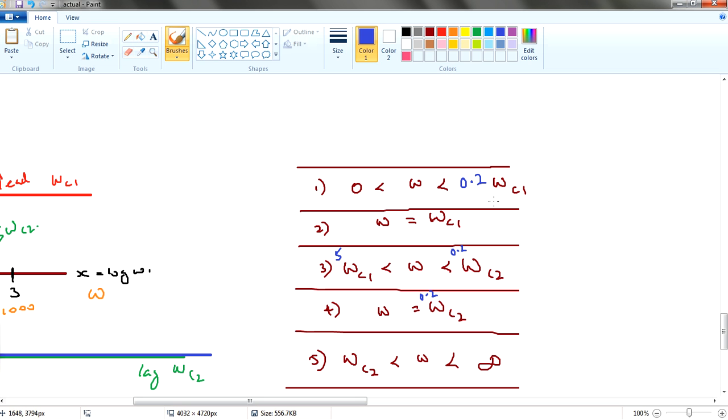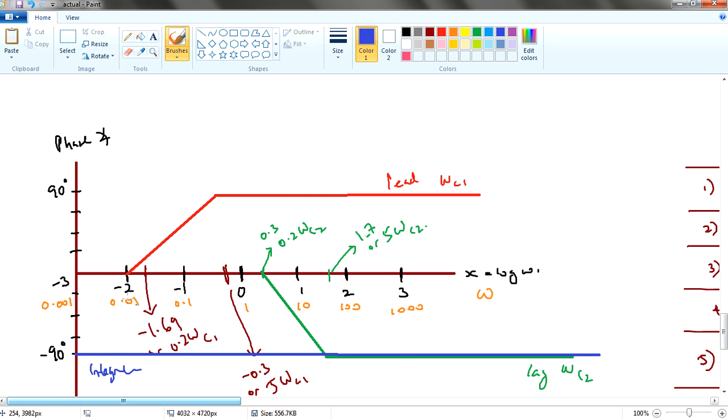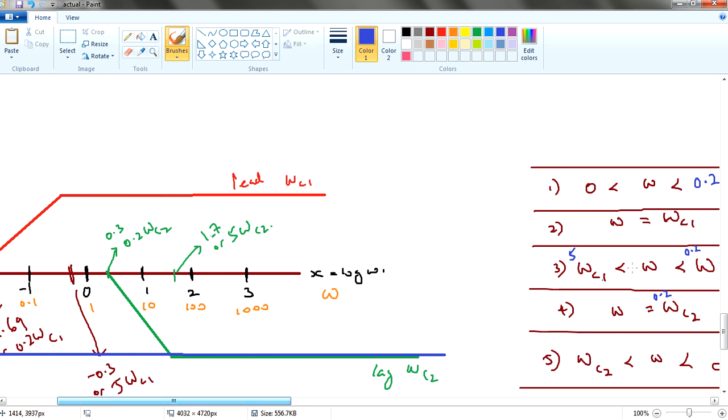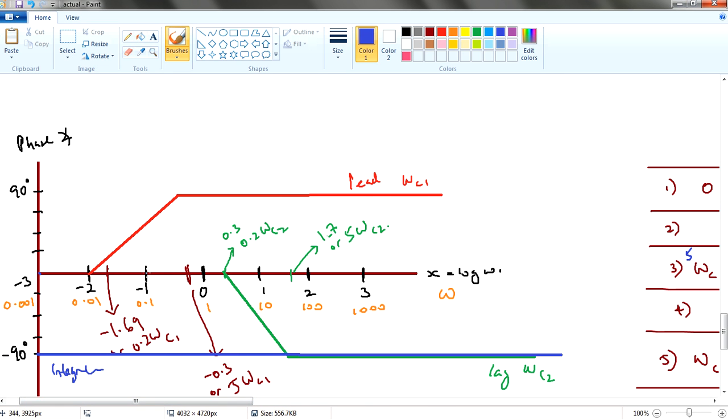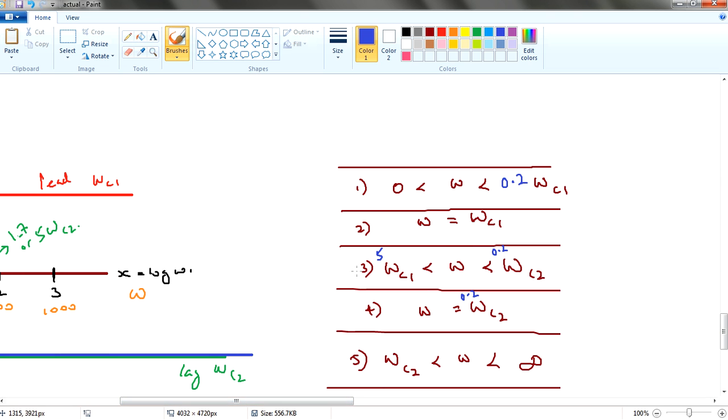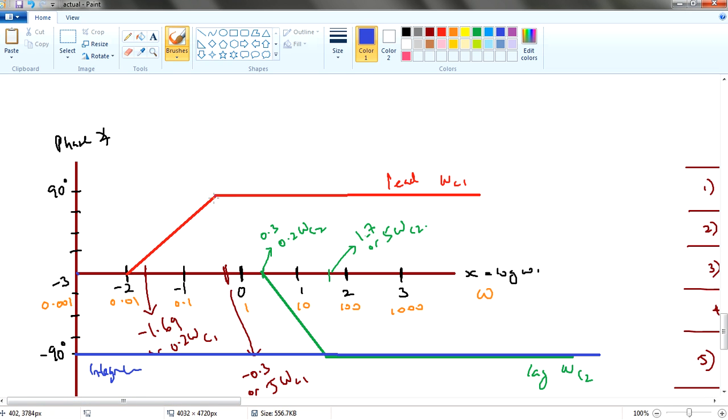So this 0 to 0.2 is the range from here to this first point. And then at this point, omega equals omega c1. So what is the angle over here? And at 5 times omega c1, which is at this point, although I didn't draw it properly, it should be at this point.